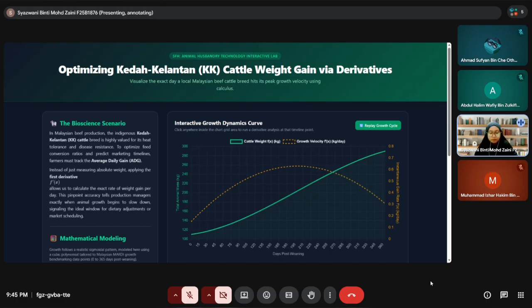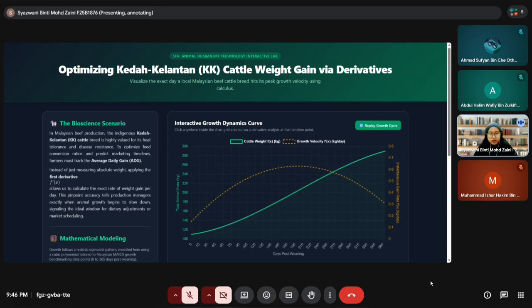By using this mathematical approach, we can identify the exact time when the animal reaches its maximum growth rate. This project is important because KK cattle are valuable in Malaysia due to their heat tolerance and disease resistance. Understanding their growth pattern helps farmers improve feed efficiency, reduce production costs, predict the best yield time, and improve overall farm management. Besides that, this project also shows how mathematics and bioscience can work together in agriculture technology, using derivatives for more accurate analysis instead of relying only on observation.